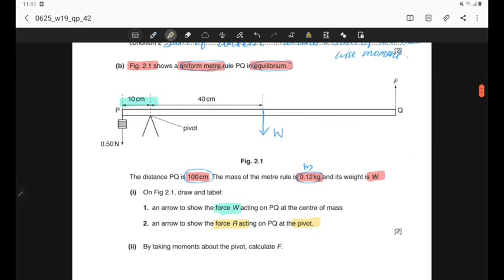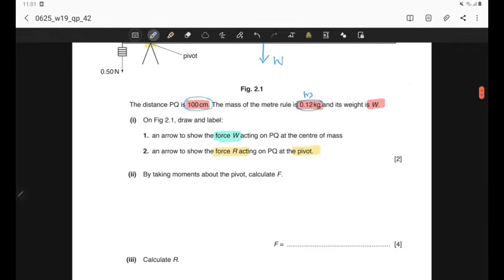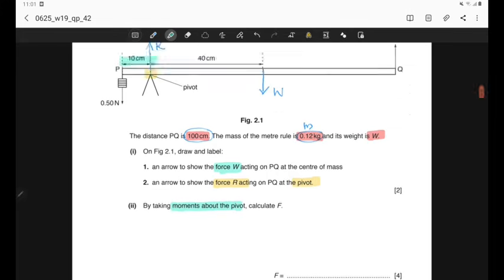This is pivot, and at the pivot there will be a supporting force, that is the normal reaction force, and this reaction force will always be perpendicular to the surface and it will be upward. So this is the reaction force. Okay. Part 2: by taking moments about the pivot, calculate force F.